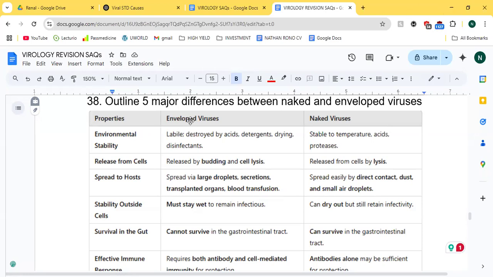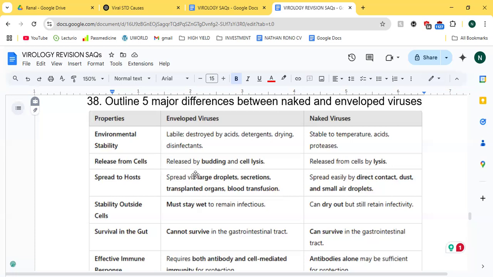With that principle, for environmental stability, enveloped are labile. They can be destroyed by acids, detergents, drying, disinfectants. That's why they have the envelope. Naked, they are strong. They don't need that. So they're stable to temperature, acids, and proteases. Released from cells, enveloped are released by budding and cell lysis. Naked ones are released by cell lysis.